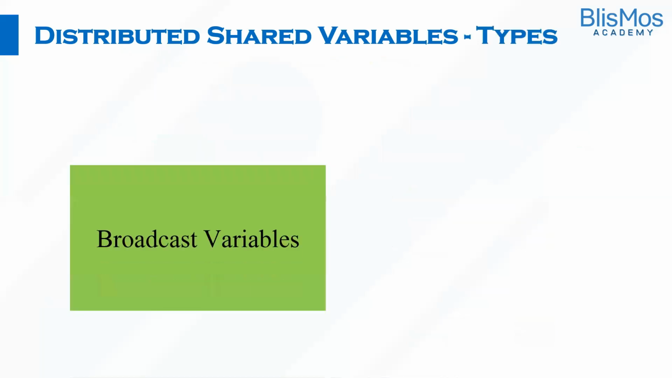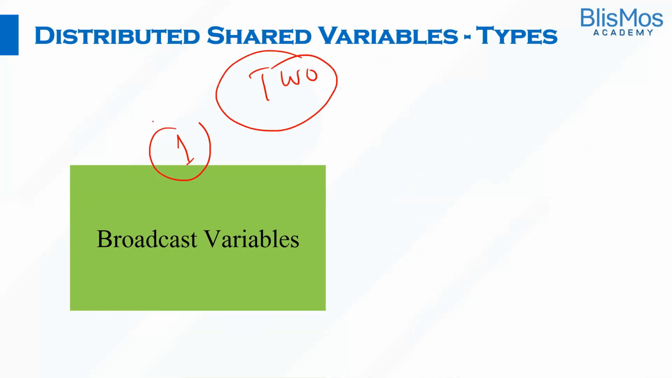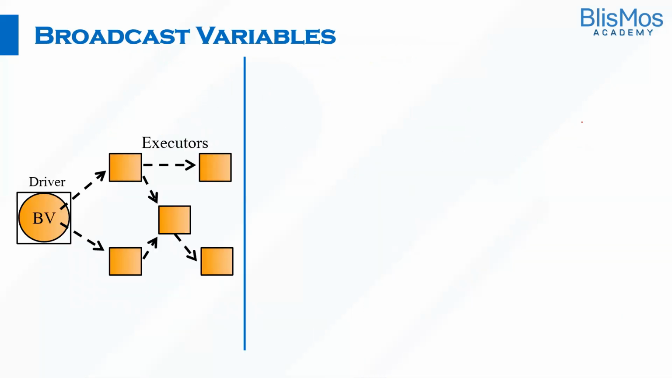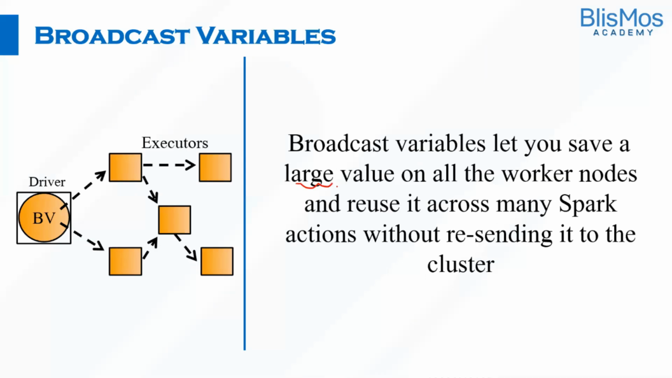There are two types of distributed shared variables. One is broadcast variables. Second one is accumulators. What are broadcast variables? Broadcast variables let you save the large value on all the worker nodes and reuse it across many Spark actions so that you need not resend the large value again and again to the executors. We'll understand broadcast variables in detail in our next video.